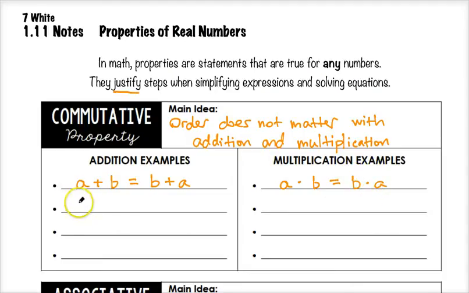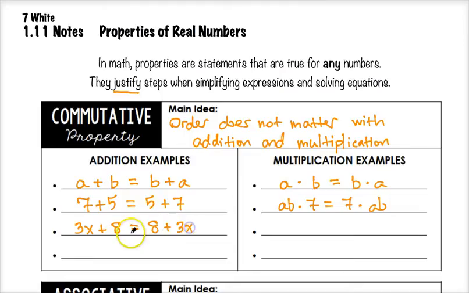With some real numbers, you can see that with 7 plus 5. 7 plus 5 we know is 12. That is equivalent to 5 plus 7, which is also 12. I could use it with variables and numbers. I could say A times B times 7 is the same as 7 times A times B. I could use it with 3x and 8. I could say 3x plus 8 is the same as 8 plus 3x. I've switched my order again on the addition.